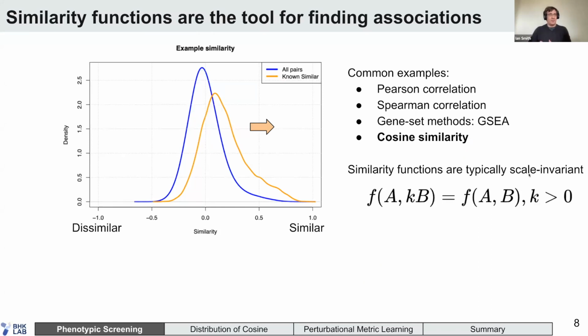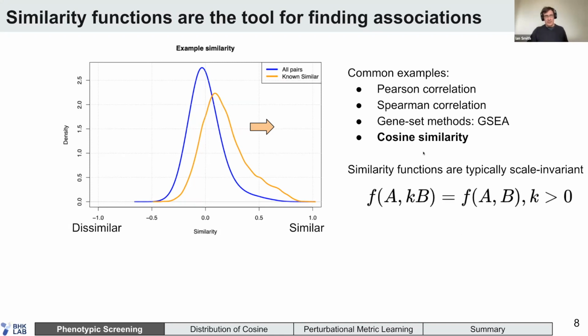And my personal favorite is cosine similarity, which is very closely related to Pearson correlation. Now, these similarity functions are usually scale invariant, which means if you multiply a signature by a positive constant, it doesn't change the similarity. And this is important because different perturbations that do the same thing might have different potencies, especially if you're measuring them at a range of doses, time points, and so on. So if you have two perturbations that are doing the same thing phenotypically, but to different degrees, you're actually more interested in the direction of the changes than the absolute magnitude.